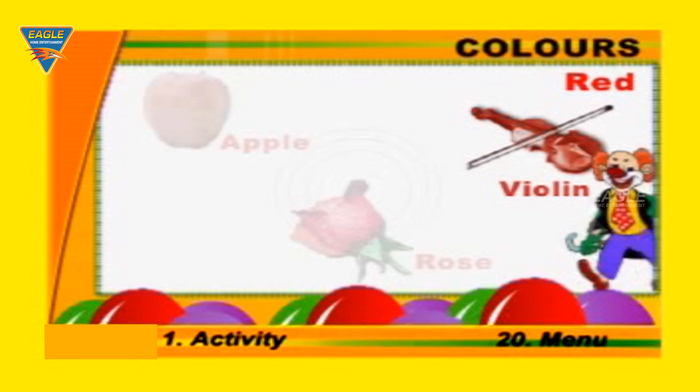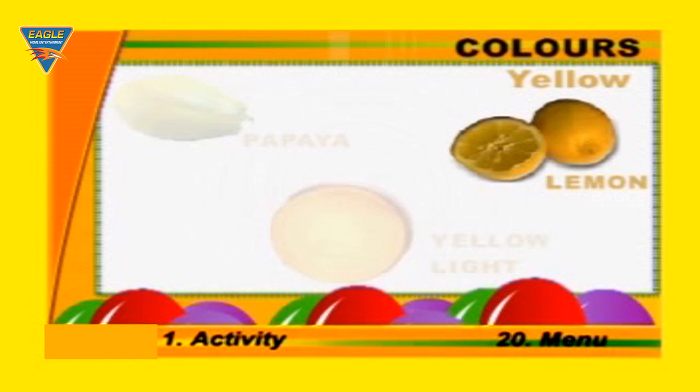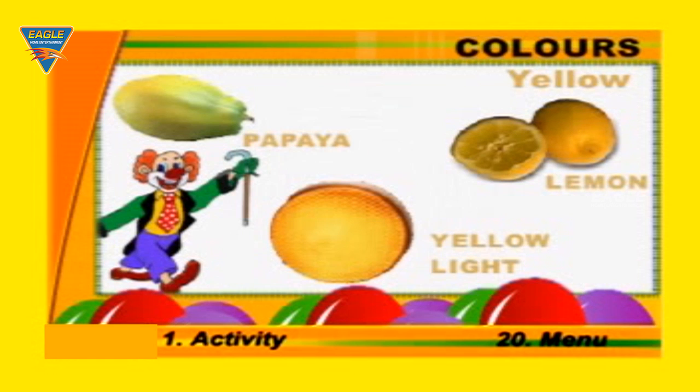Red. This is red color. Violin is red. Rose is red. And apple is also red. This is yellow color. Lemon is yellow. And this light is yellow light. And papaya is also yellow.